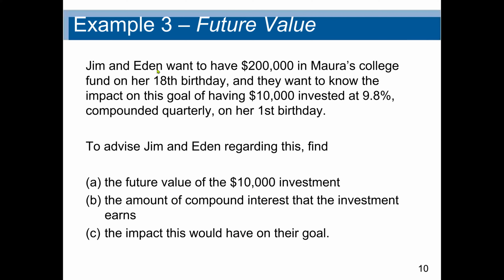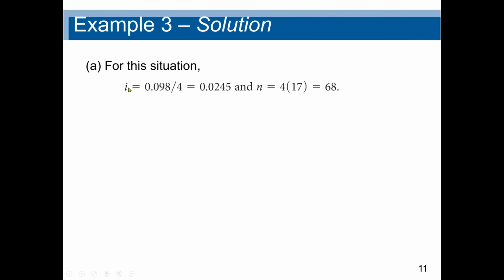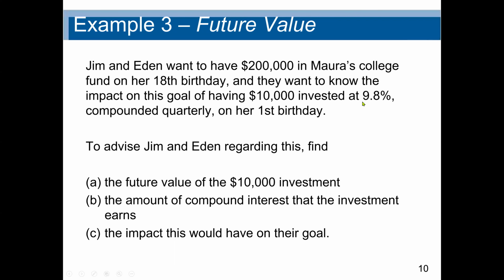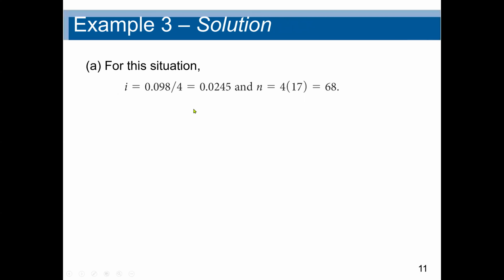So we know the principal amount is given to us. They want to have this amount on her 18th birthday, and they want to know the impact on this goal of having $10,000 invested. So we have the $10,000 principal, the future amount of $200,000, and the rate is given. For this calculation, i, the interest rate, is 9.8% and compounded quarterly, so it's 4. This means i equals 0.098 divided by 4, so our interest rate per quarter is 0.0245.